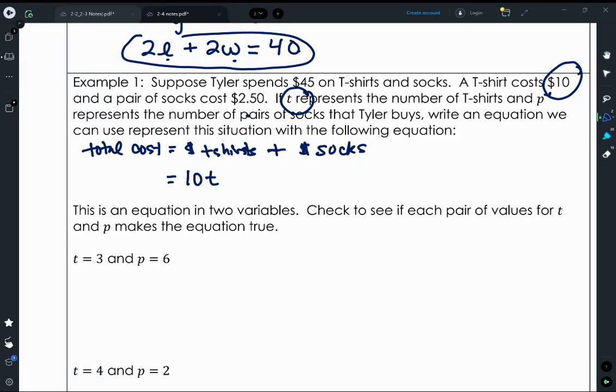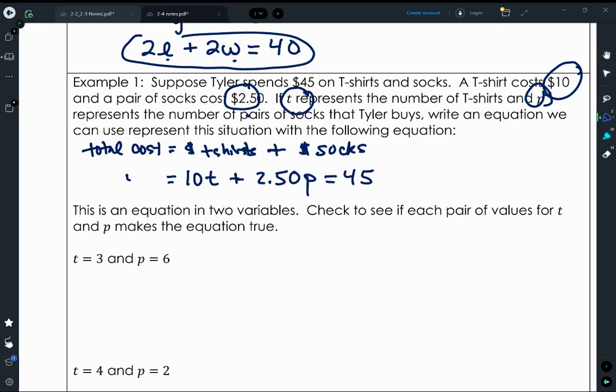As far as socks go, I know that I'm spending $2.50 per pair of socks, and I'm buying P pairs of socks. So that's going to be plus $2.50 times P. So the cost times how many I'm buying. So that's going to be my total cost. And I know my total cost is actually going to be equal to $45.